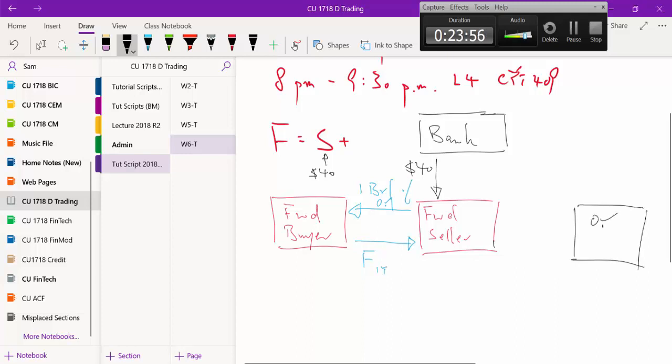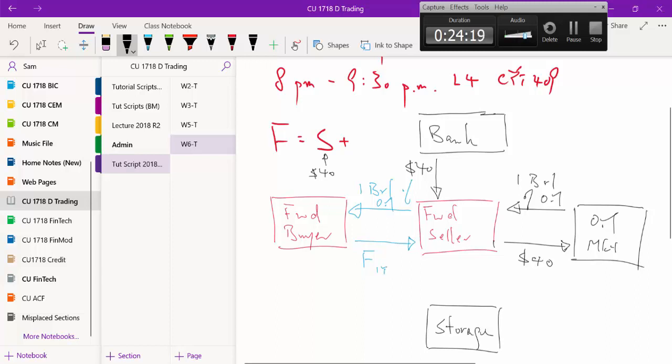I'm going to go to the oil market, spend that $40, and buy myself that 1 barrel of oil. All the black stuff is happening today. And in fact, I'm going to put that in storage. Here is when the commodities market is different from, let's say, the stock market. You buy a stock, a piece of paper. In fact, today it's not even a piece of paper, it's an electronic entry. You buy oil, you got to put that somewhere.